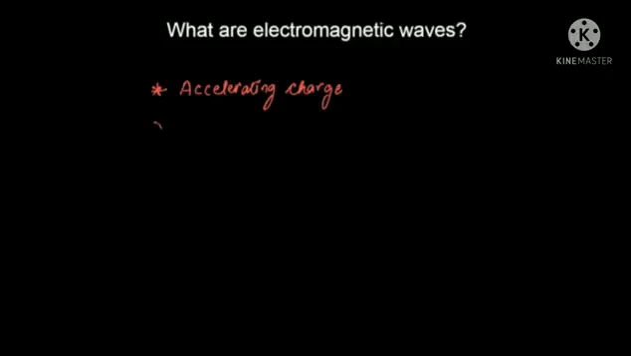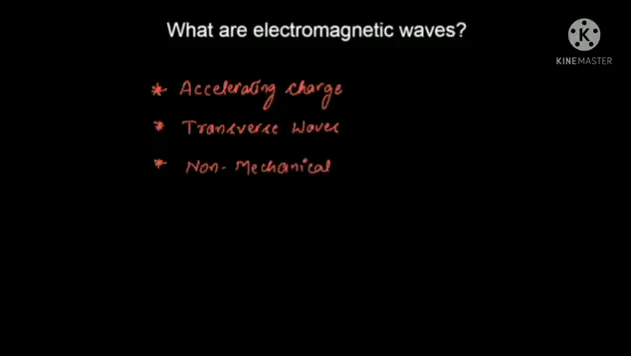Now, electromagnetic waves are basically transverse waves. Also, one important property of electromagnetic waves is that they are non-mechanical in nature, which means electromagnetic waves do not require a medium for their propagation. They can travel in vacuum also.